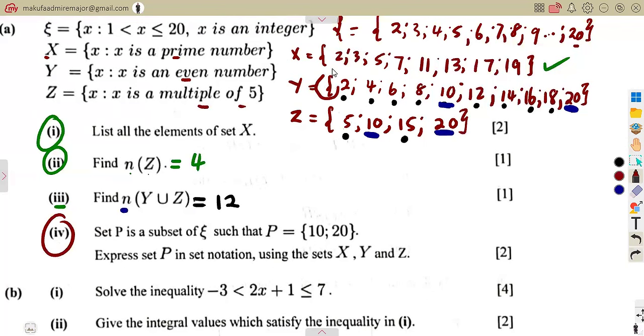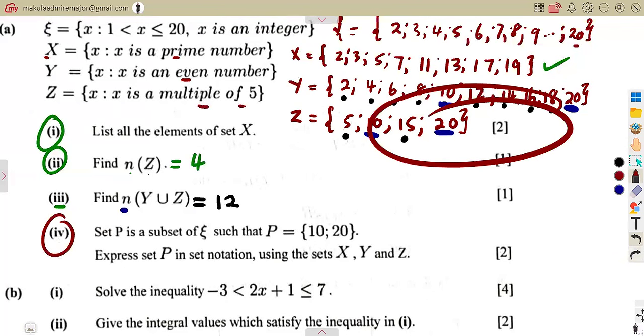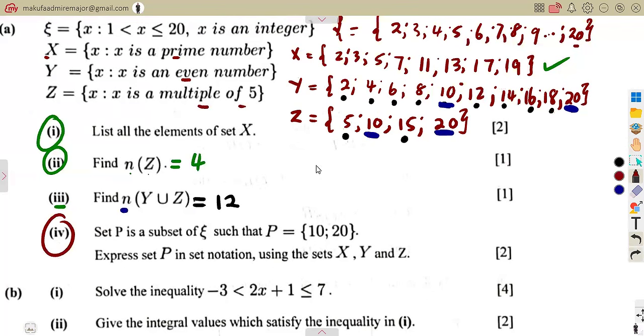There's an intersection of X and Y, 2 is there. But this 10 is not there in X. We do not have it in X. It's just between Y and Z. So you say this 10 and 20 is the intersection of Y and Z. It represents the intersection of Y and Z.